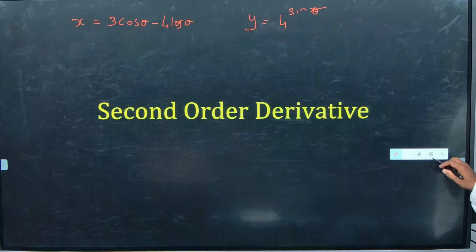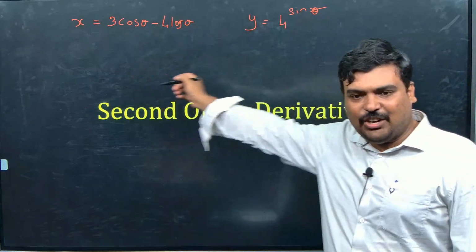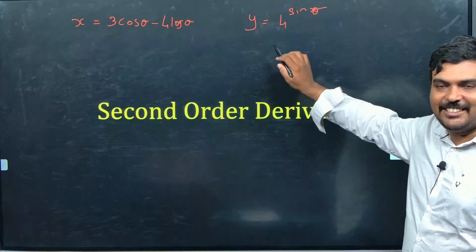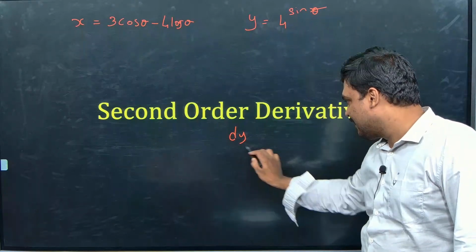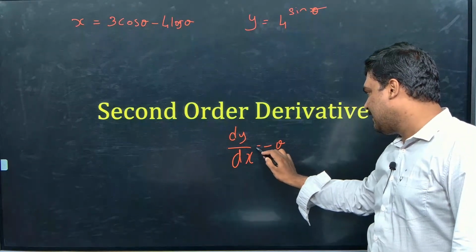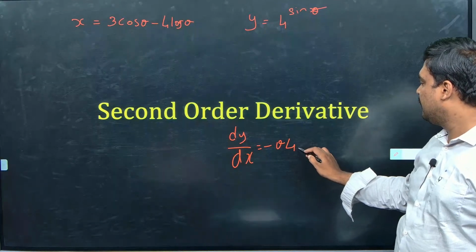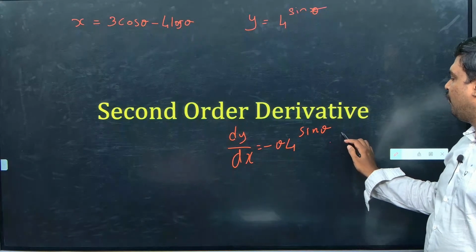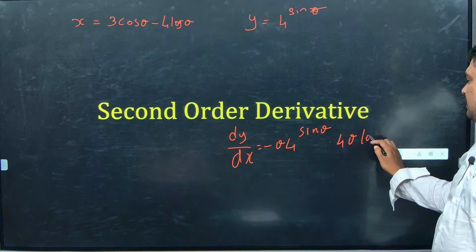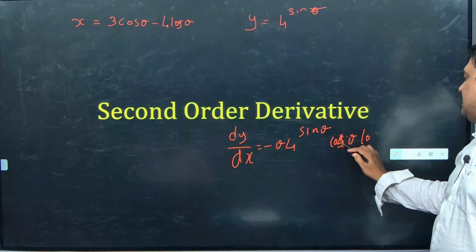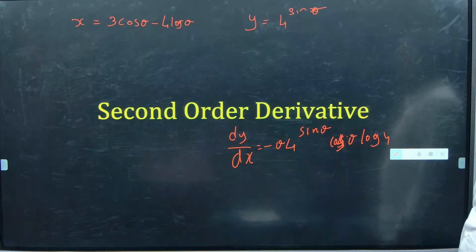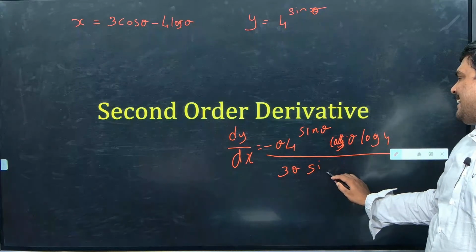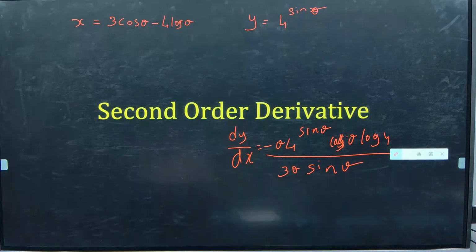Okay. So, guys, what is the answer of this? Who is saying? Yeah, Anshul. Sir, negative theta, 4 power sin theta into cos theta log 4 by 3 theta sin theta. Is that correct, guys? Anybody got some other answer?